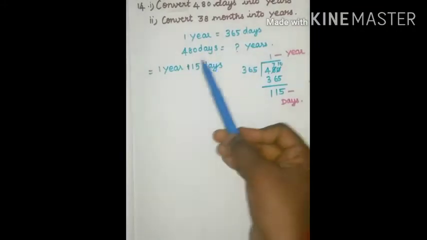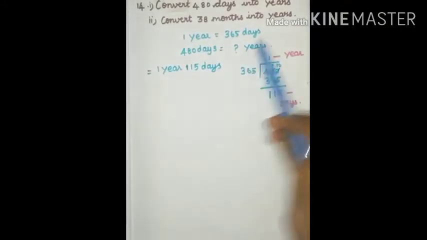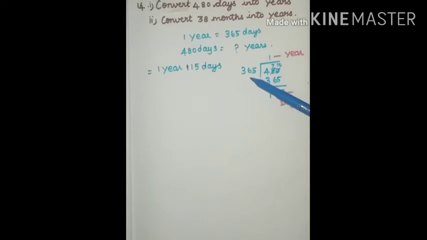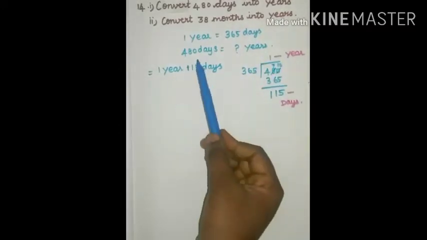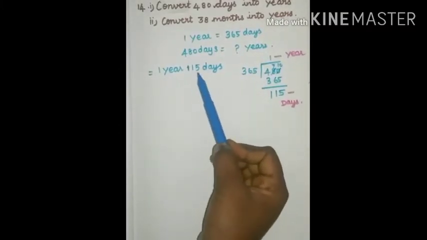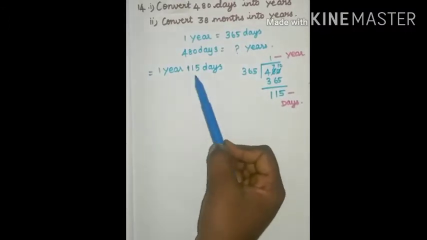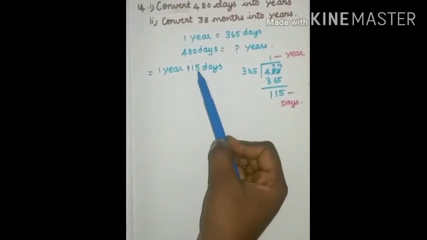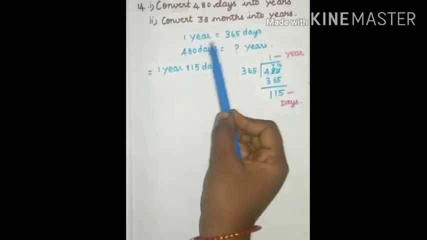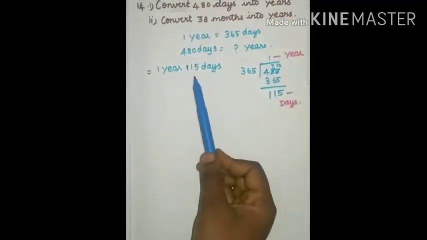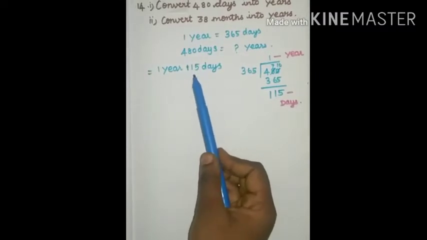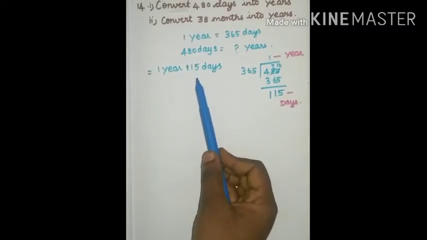We have to convert 480 days into years. For that we have to divide it by 365. 365 ones are 365 and the remainder is 115. The quotient is considered as a year and the remainder is considered as days. So 480 days equals 1 year 115 days. Further we can't convert days into years because 1 year equals 365 days. Here we have only 115 days. So we have to convert these days into months.